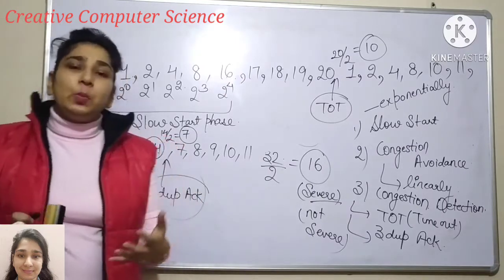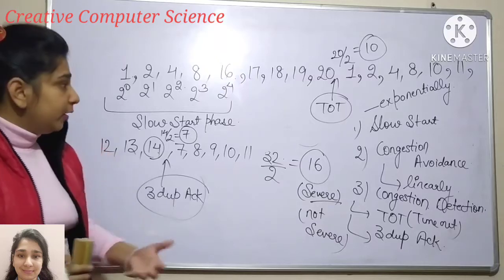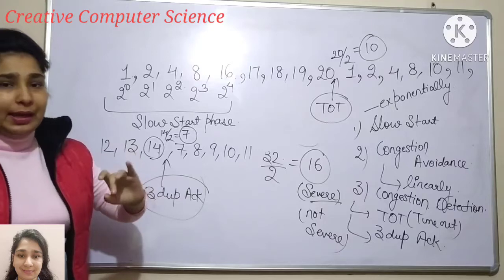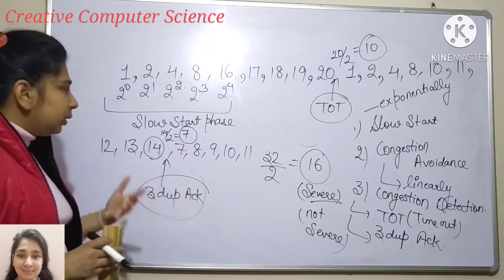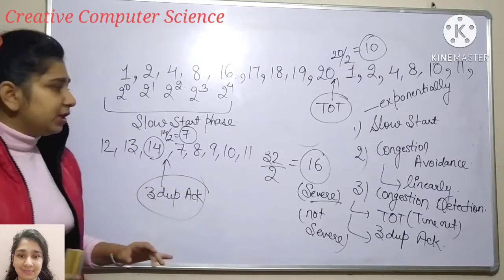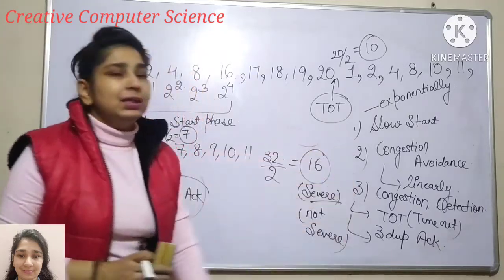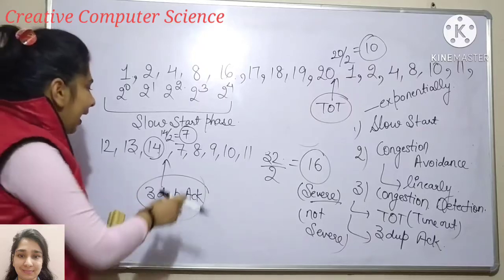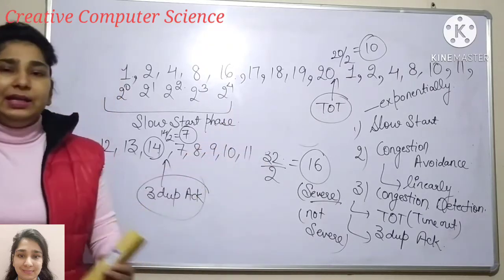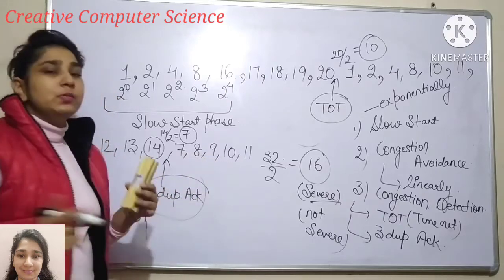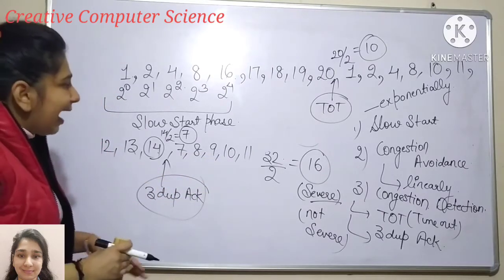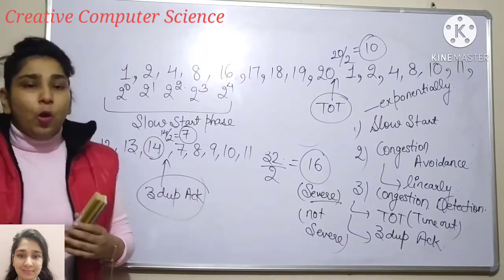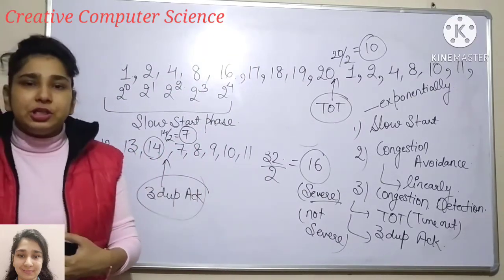If your congestion is very critical or severe, then you have to go from packet number 1. But if your congestion is not very severe, it is a mild congestion, then you can directly move toward the congestion avoidance phase. You just find the threshold value and increase the number of packets by 1. That is our congestion avoidance phase. I hope you are clear with congestion control.